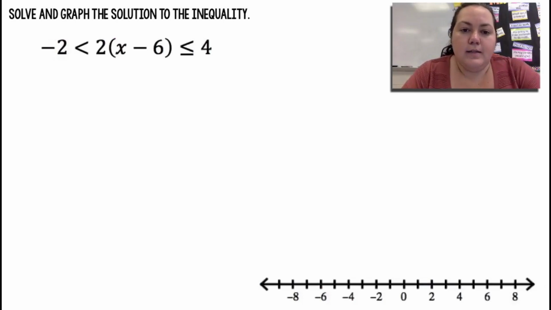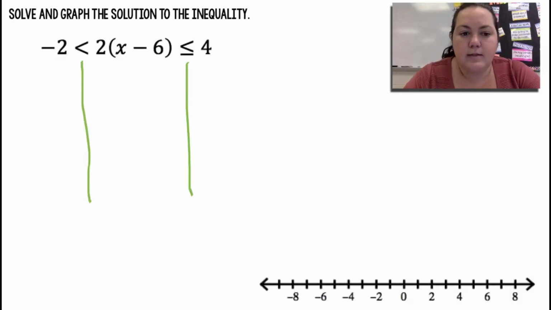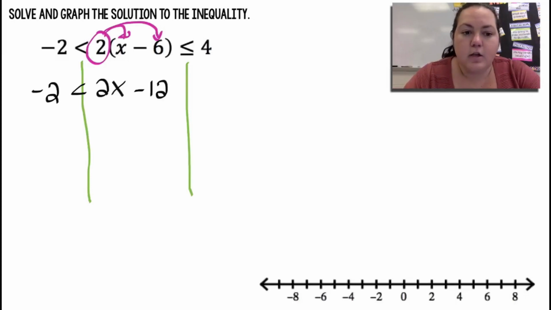All right, this one. This is an and inequality. My x piece is in between two inequality signs. So I'm going to draw my lines. I need to distribute that 2, or you could start with just dividing by 2 if you want to do that. So that gives me 2x minus 12 is less than or equal to 4. I'm going to add 12 to both sides.